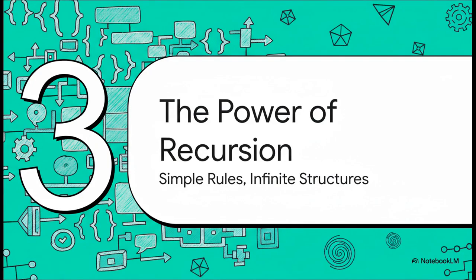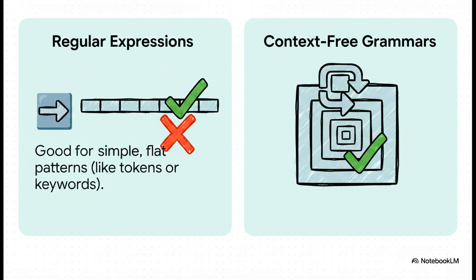Now, I know this might seem like a really complex way to check something that looks pretty simple, but this is where the true power, the real beauty of grammars comes into play. It's all about their ability to handle infinite structures with just a few simple rules. You've probably run into regular expressions before. They're great for simple, flat patterns, finding a keyword or validating an email, but they have one huge weakness. They absolutely cannot handle nested structures. Things like matching parentheses or nested if-else blocks, no way.